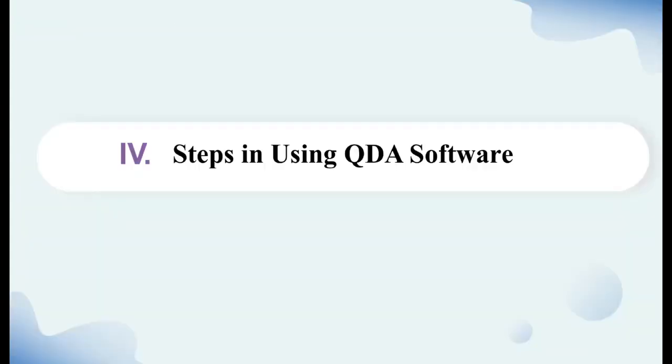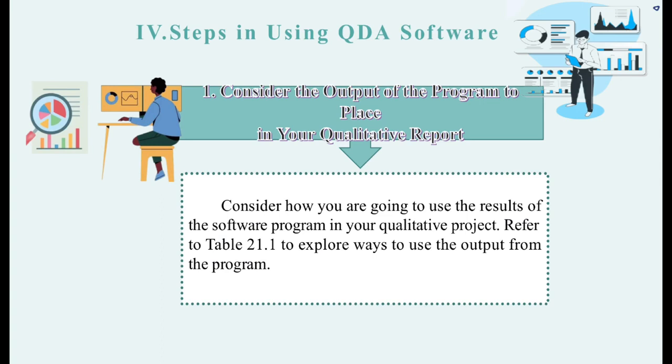4. Steps in using QDA software. Step 1. Consider the output of the program to place in your quality report. Consider how you are going to use the results of the software program in your quality project. Refer to Table 21.2 to explore ways to use the outputs from the program.